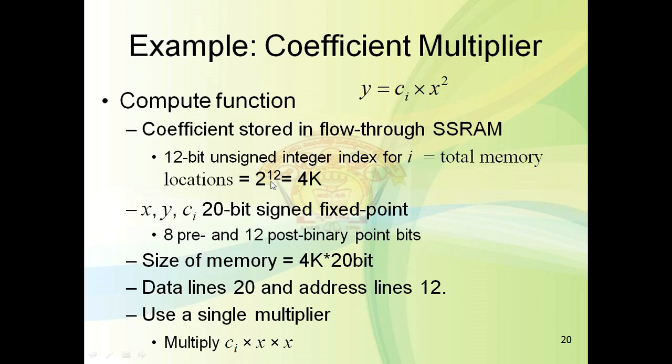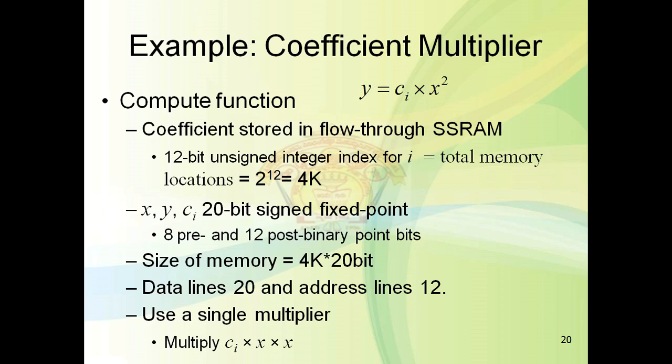So 2 raised to 12 means 2 raised to 10 into 2 raised to 2. 2 raised to 10 is 1k and 2 raised to 2 means 4, so the size of the memory is 4k, and it will have 8 pre-binary points and 12 post-binary points. Input x, y, ci are 20-bit signed fixed point numbers. Therefore 8 pre-binary and 12 post-binary points means we require 20 bits at each location.